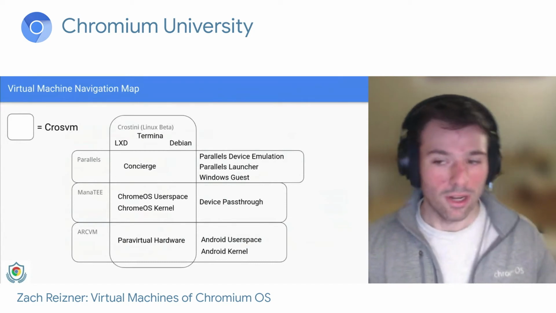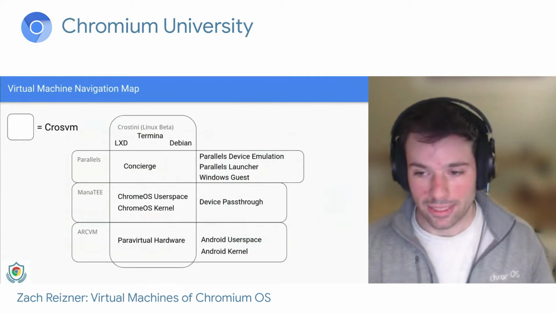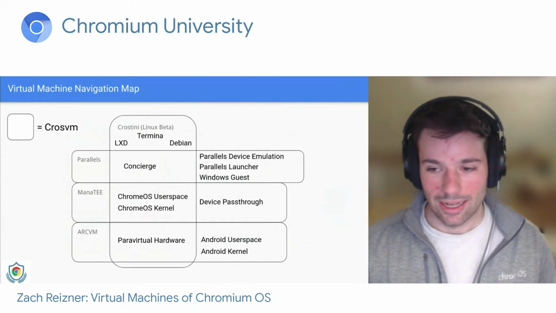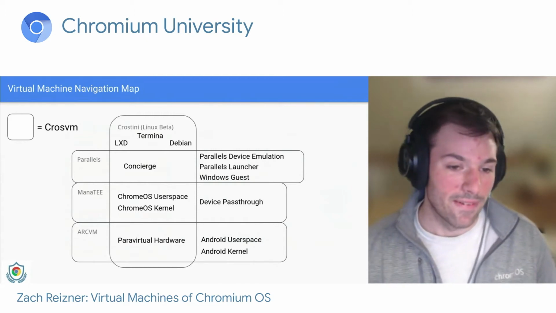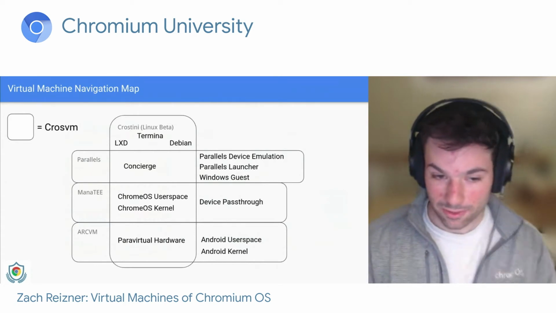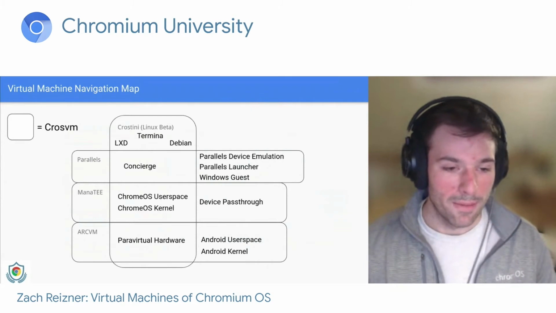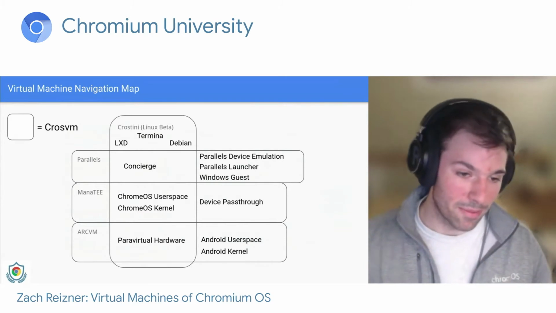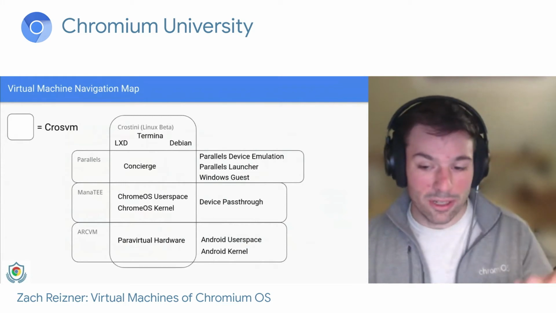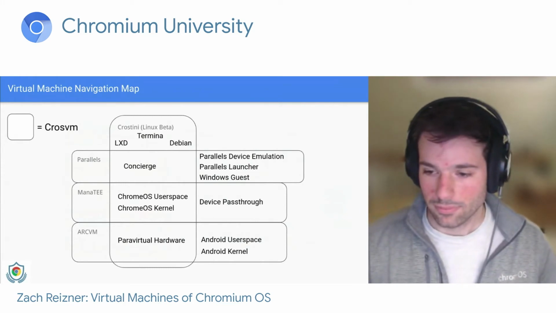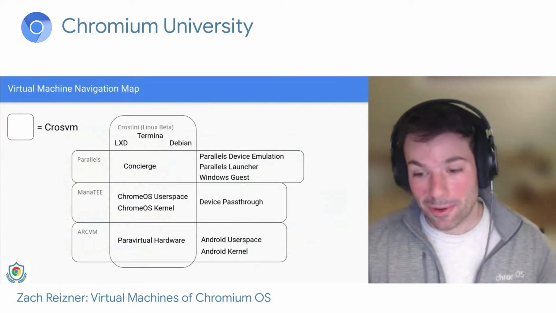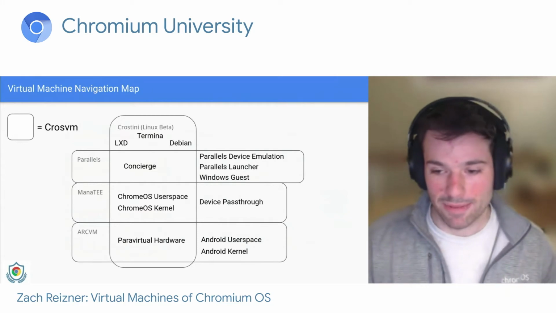There is no Crostini binary, but there are several daemons, both host and guest side, that support its execution. You can see that, for example, Crostini uses Termina and Debian and LXD as part of its ability to serve Crostini, but it's not used by other VM applications like Parallels, Manatee, or ArcVM. Those have their own components that make it up. This certainly isn't exhaustive as far as virtual machines, and I expect there to be more of them in the future, but this is what we'll be talking about today.